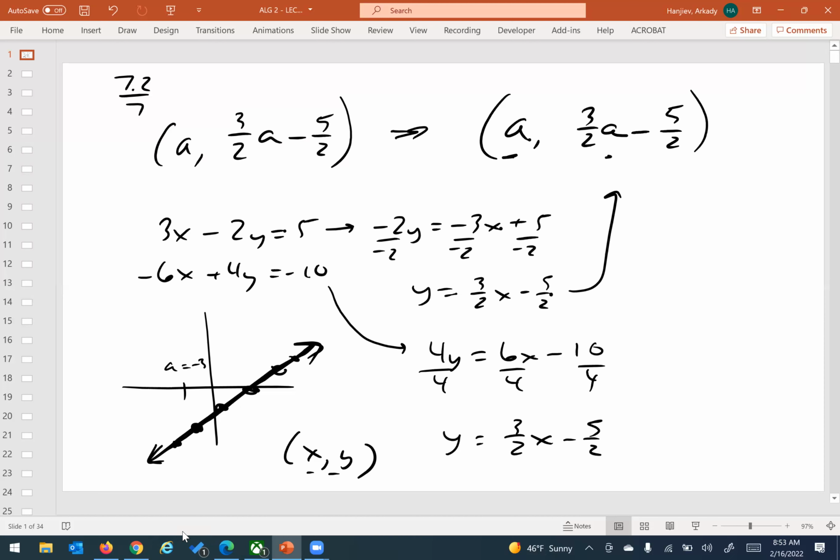They could have just done it like this, and that would have been just fine as well. So any x and any y value that's of the form of 3/2x minus 5/2. I think they put a in there so it doesn't confuse you between the variable and a point. I think that's why they put a, which is then just confusing.